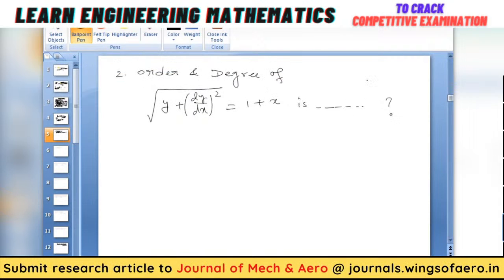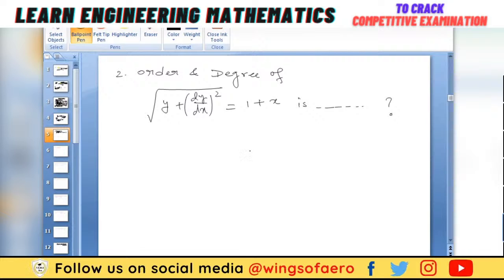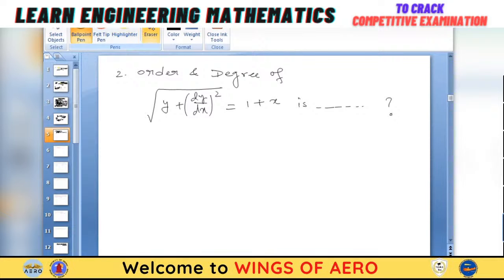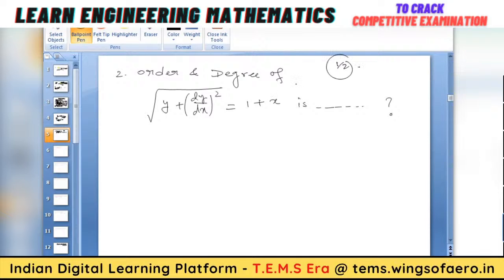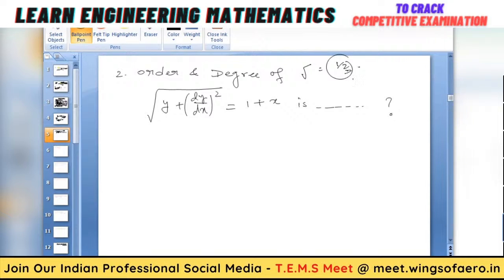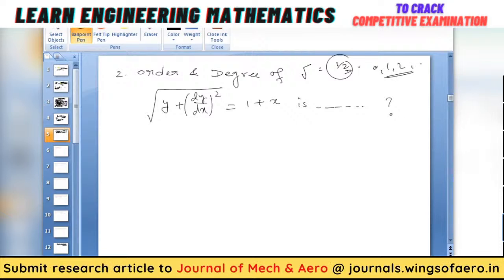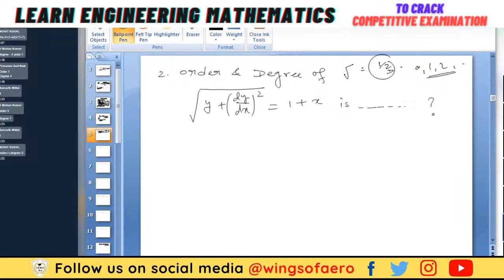Next. Order and degree of this equation. Please write down in the chat box. Look at this. This is also not a polynomial function in dy/dx, because the root over function means the power is half. A polynomial function always has powers 0, 1, 2, 3, 4, 5, that is, integer powers. So can you find the degree or order of this differential equation or not?